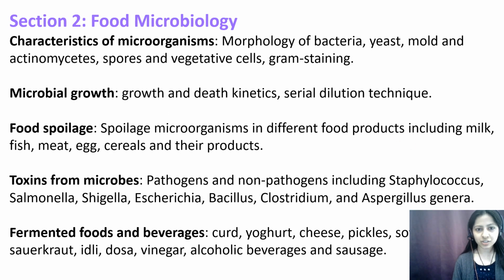Section number 2 covers food microbiology. The subtopics are the characteristics of microorganisms, like morphology of yeast, molds, actinomycetes, spores, gram staining, this part is important. Next, microbial growth, this whole part is important. Food spoilage in milk, meat, fish, cereals and their byproducts. Then toxins from microbes, that is pathogens, non-pathogens, fermented foods like curd, yogurt, cheese, sauerkraut. Sauerkraut is prepared from cabbage, idli, dosa, vinegar. In short, you have the basics of microbiology, the spoilages by microorganisms in foods, and the toxins produced by microorganisms, this whole part is covered.